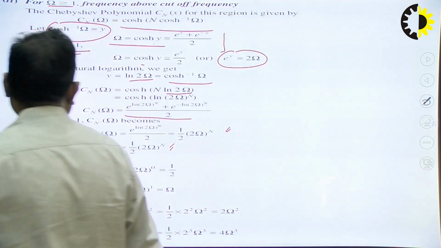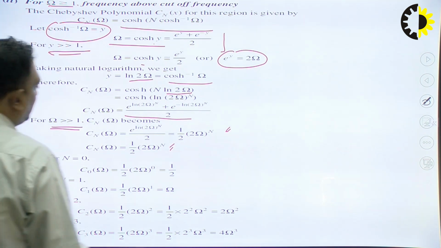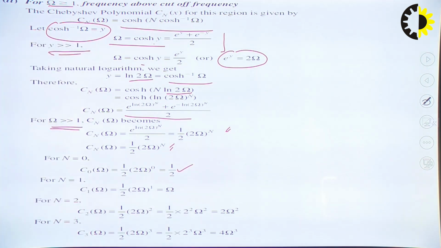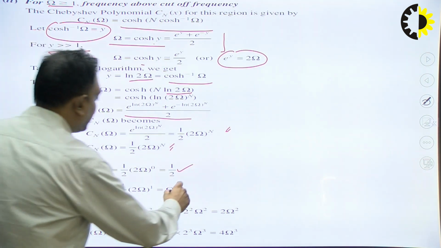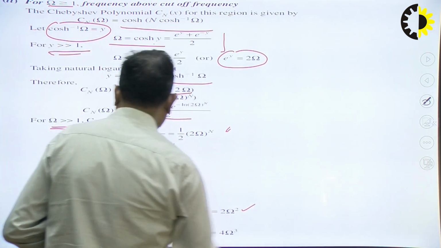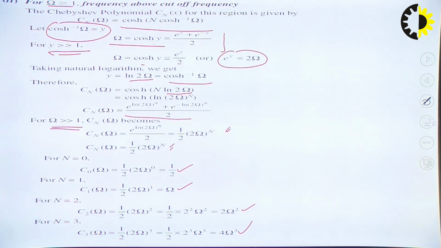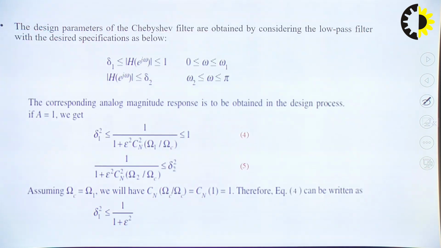Now we will calculate the value of C naught omega. We put n equals 0, so this is equal to 1 by 2. Now C1 omega, we will get the value omega. C2 omega is 2 omega square. C3 omega will be equal to 4 omega cube. So these are the values that we are getting for Cn omega.